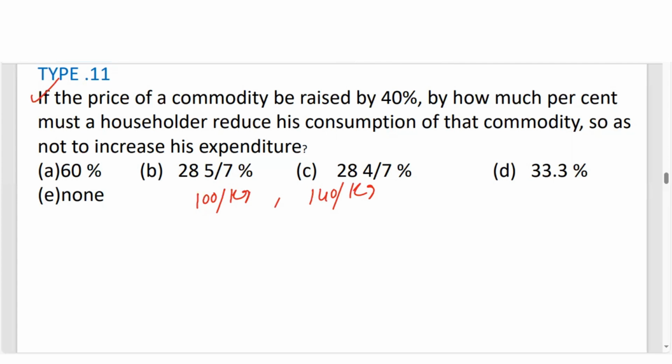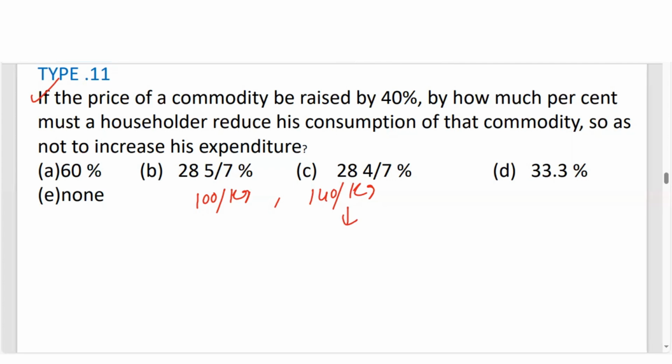So when the price increases, he doesn't want to spend more money. He wants to spend only the same money as previously. That means no increase in expenditure. That means he wants to spend only 100 rupees. So we will find: in 100 rupees, how much kg of this commodity will he purchase at this rate?